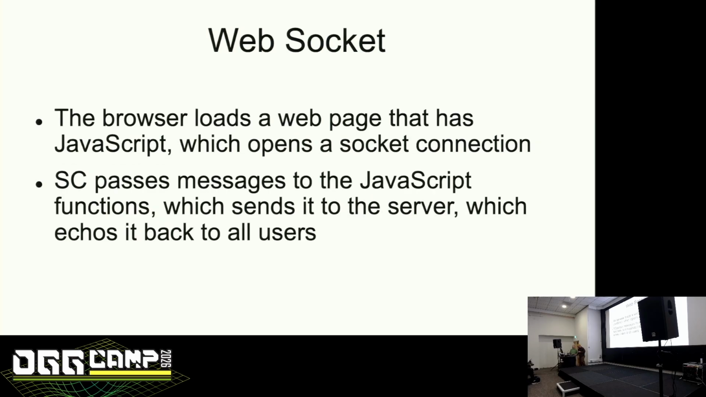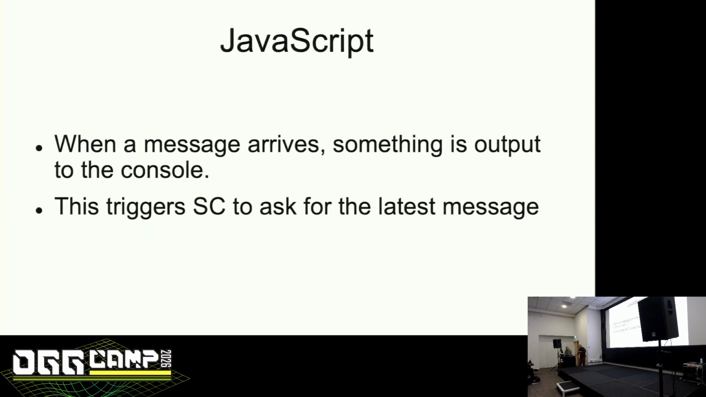So the browser in SuperCollider loads a web page which has JavaScript in it, which opens a socket connection. Then SuperCollider passes messages to one of the JavaScript functions to send it out. The server takes it and echoes it to all users. Next slide. When the message arrives, it triggers something which outputs a message to a console and then adds it to a queue. Then SuperCollider says, oh, there's something in the queue, and goes and reads it. And just because there might be some errors in this process, it checks if there's anything else in the queue.